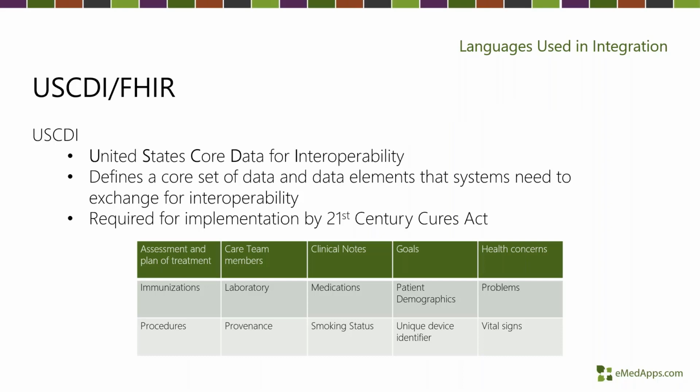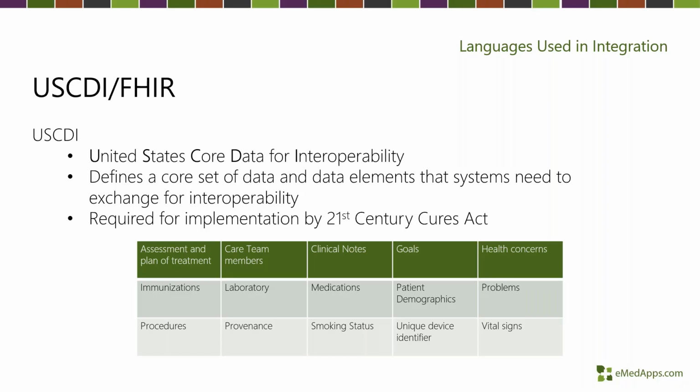The next one I wanted to talk about was USCDI and FHIR, and I've kind of lumped these together because, again, based on requirements that have come out, these are being used together by EHR vendors to satisfy those requirements. USCDI is the United States Core Data for Interoperability. That's what the abbreviation stands for.